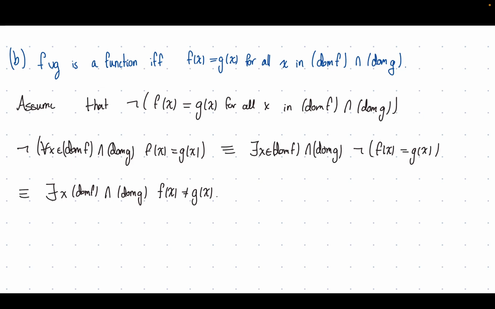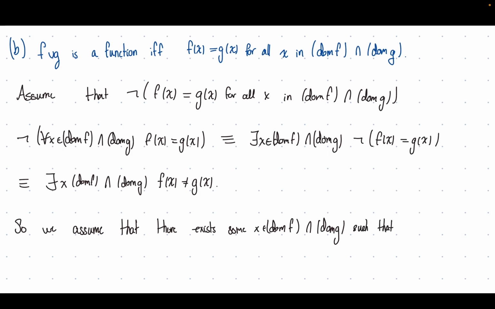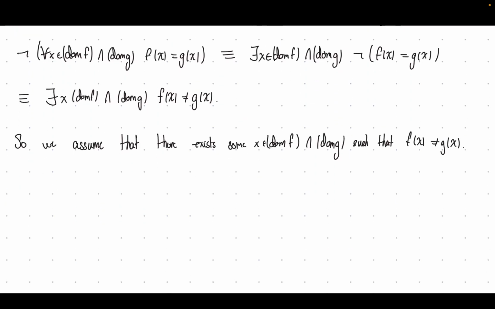So what are we doing now? We're going to assume that there exists some value of x in the shared domain such that the outputs of these two things are different. f of x and g of x are different. And show that that implies that f union g is not a function. Right? So, we assume that there exists some x in the domain of f intersect domain g such that f of x is not equal to g of x, right?